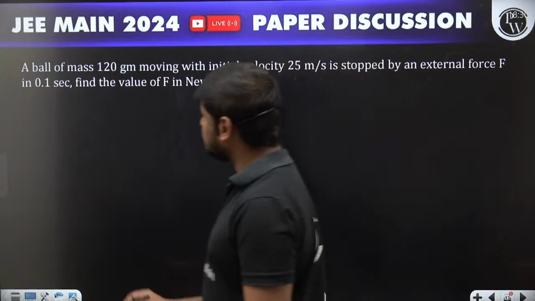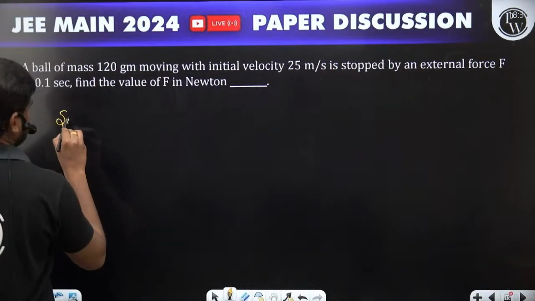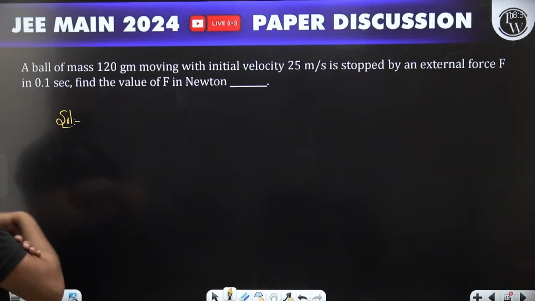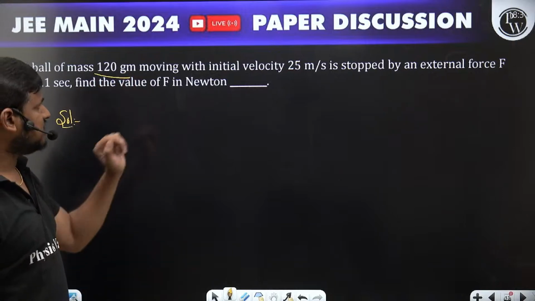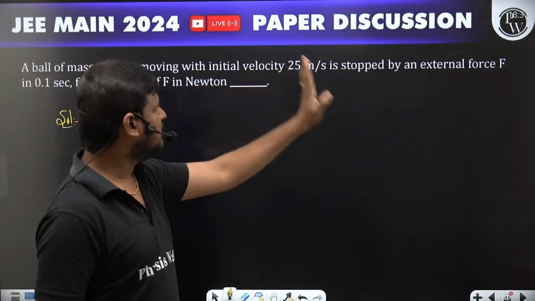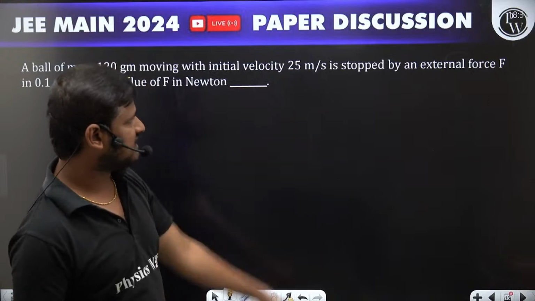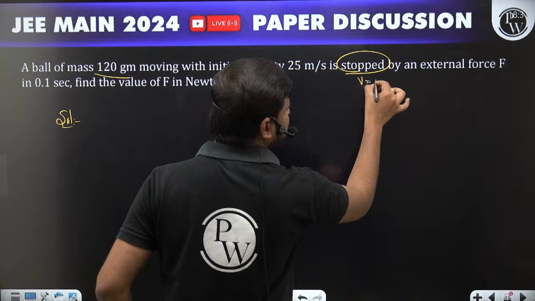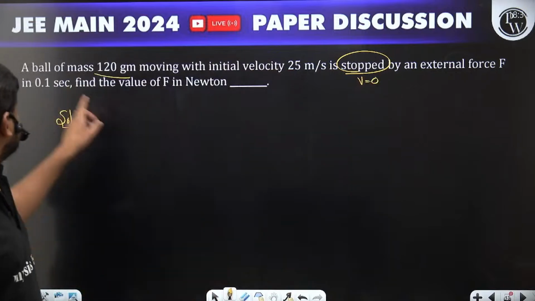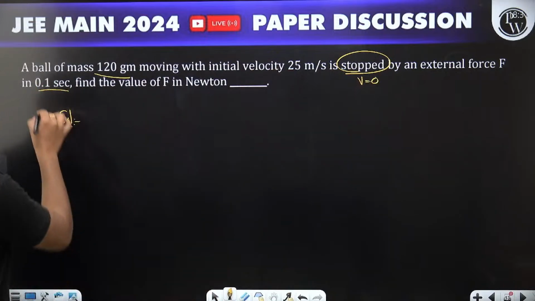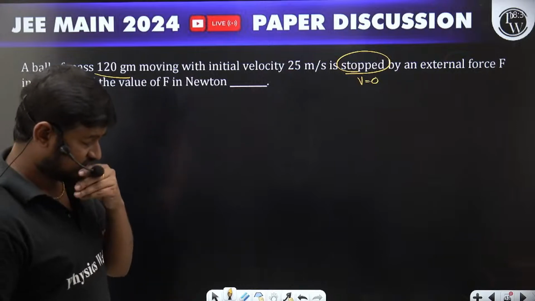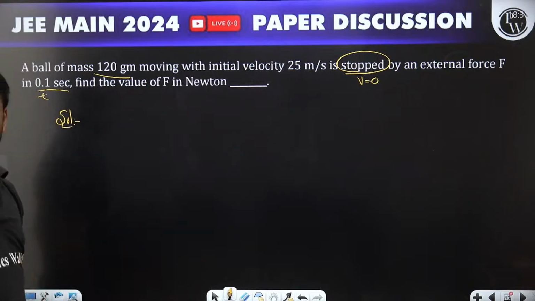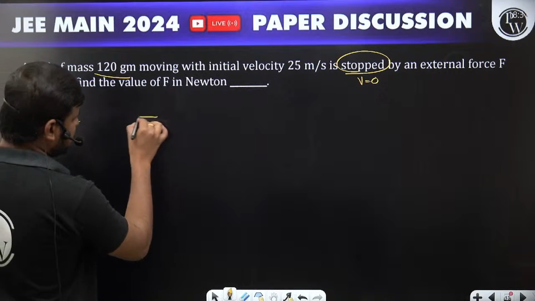So the next question. What does the question say here? A ball of mass 120 grams moving with an initial velocity of 25 meter per second is stopped by an external force. Stopped by external force means its velocity becomes 0, in 0.1 seconds, time is given, sorry guys. Find the value of force. Basic question this one also.